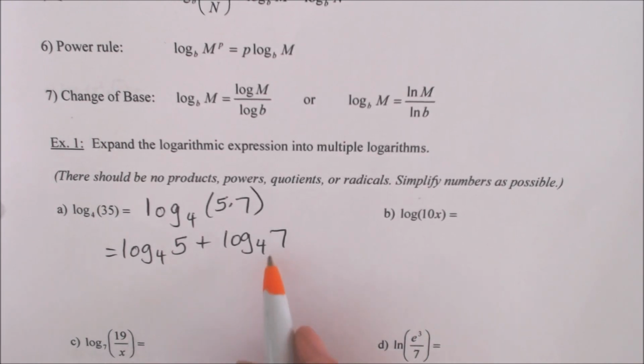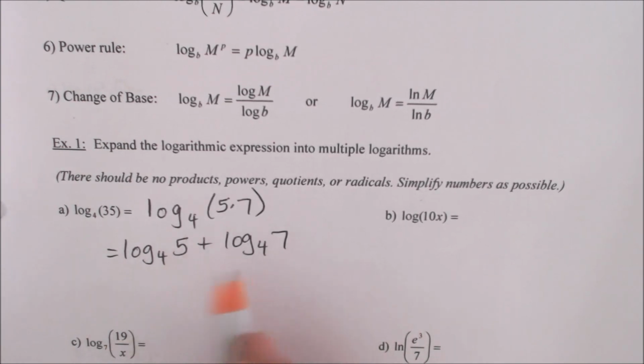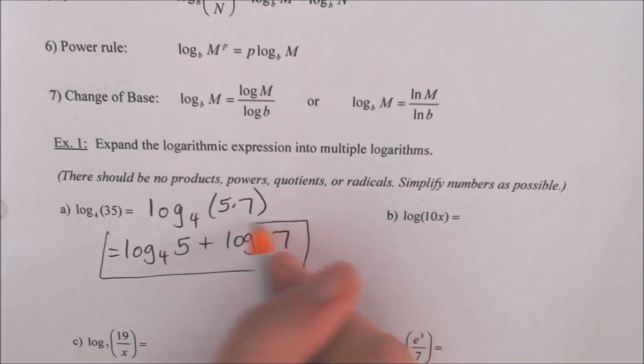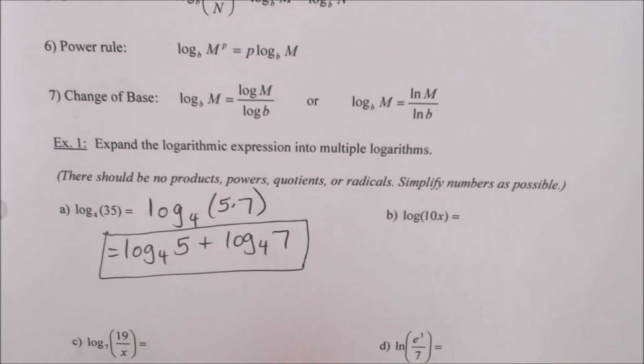5 we can't write as a power of 4. 7 we can't write as a power of 4 because 4 is the base. Nothing else is being multiplied or raised to a power or anything like that. So this is completely expanded into separate logarithms.